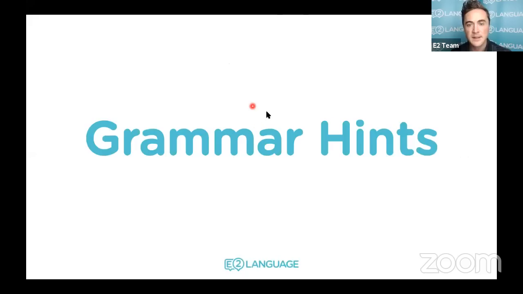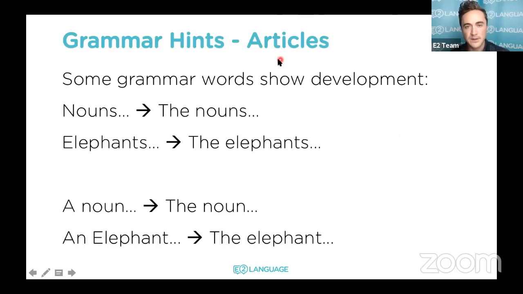Well done. Cool. Now we move on from looking at subject, verb, object to looking at grammar hints. Within the paragraph are little words that give away the development, that give away how the sentences connect to one another. Let's have a look. The first one is articles. Articles like a, an, and the, and also no article. You can use your knowledge of articles to connect sentences to each other. Some grammar words show development.